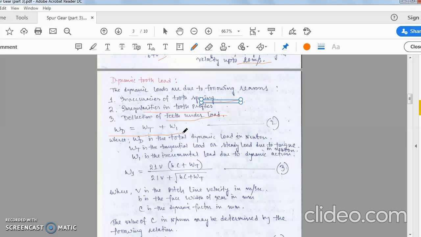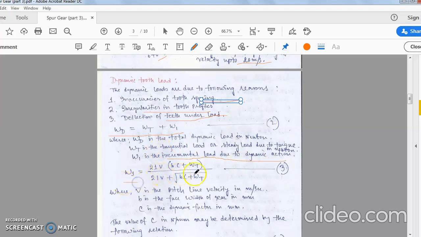But for safety of the design, for safety of the gear, we should take some more safety margin over the value of WT. So when WT is added with some W1, or incremental load, it will be called the dynamic load. So WD is WT plus W1, where W1 is the incremental load due to dynamic action. Now how will you determine the value of W1?